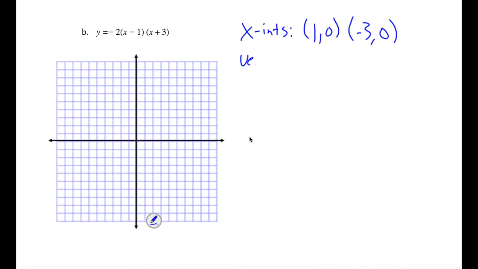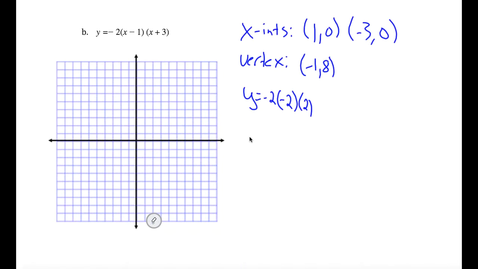Again, I'm going to jump to my vertex. The average of 1 and -3 is -1. If I plug that back in for x, I get y equals -2 times -1 minus 1 is -2 times -1 plus 3 is +2, so I get a +8 there. So my vertex is -1, +8.